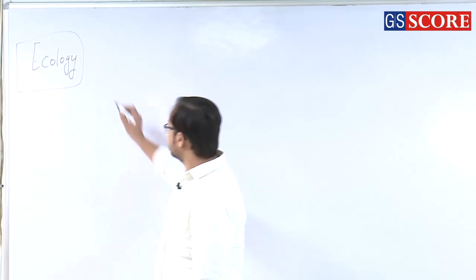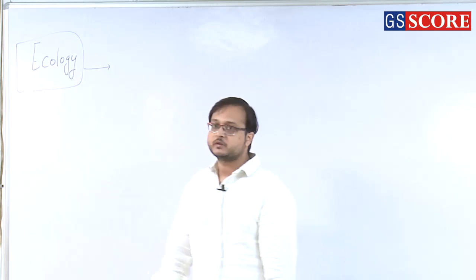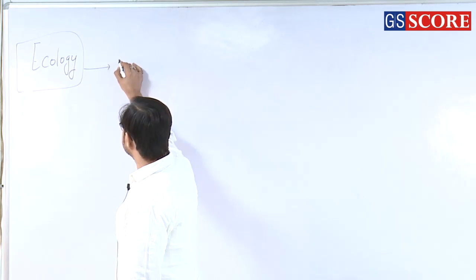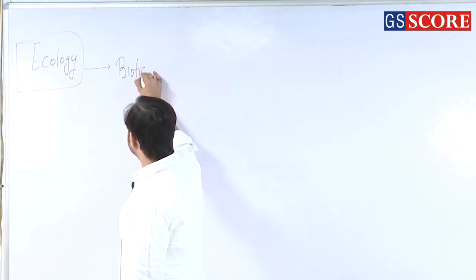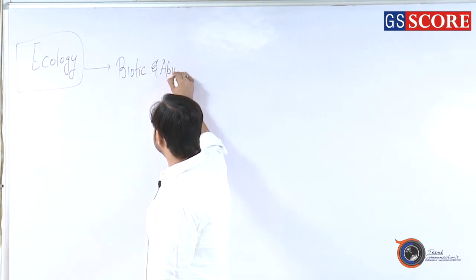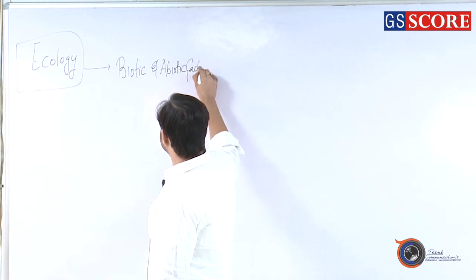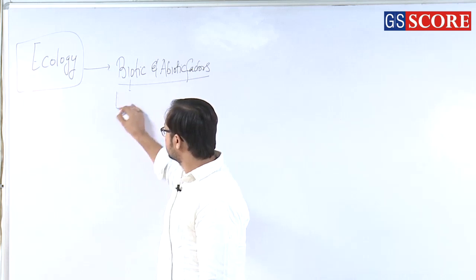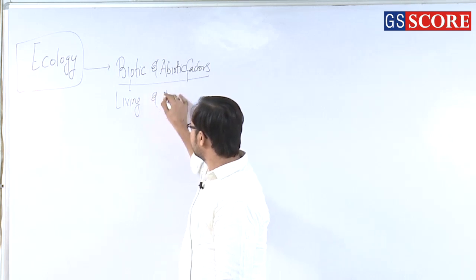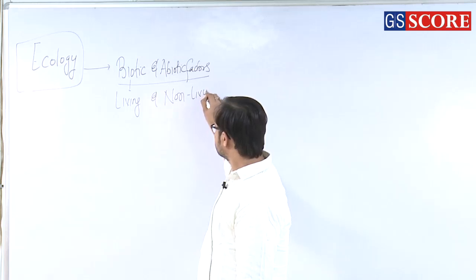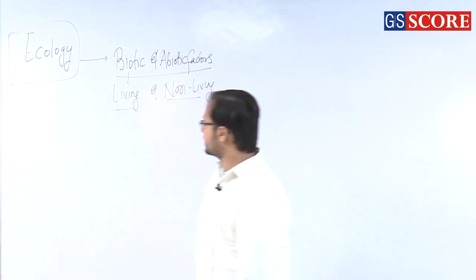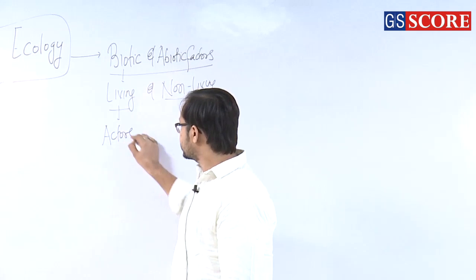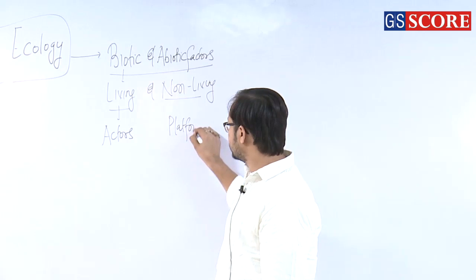When we speak about ecology, ecology is something which deals with particular things. Say, we speak about biotic and abiotic factors. In general, we can say living and non-living things. Or in general, we can simply say these are actors and the platform for acting.